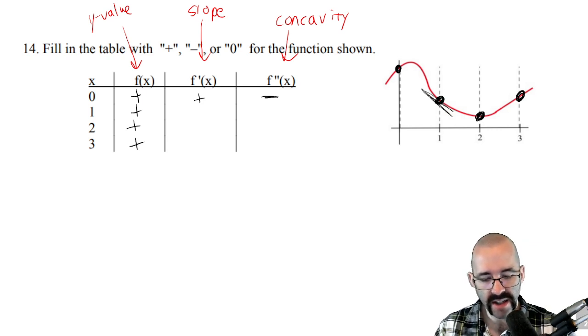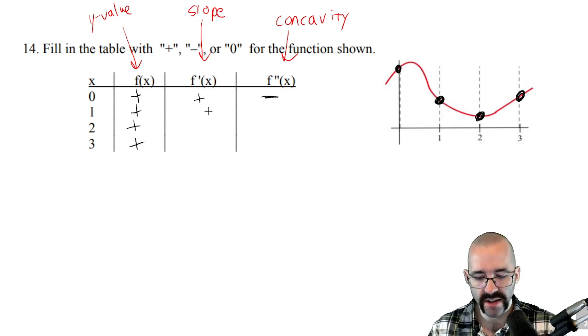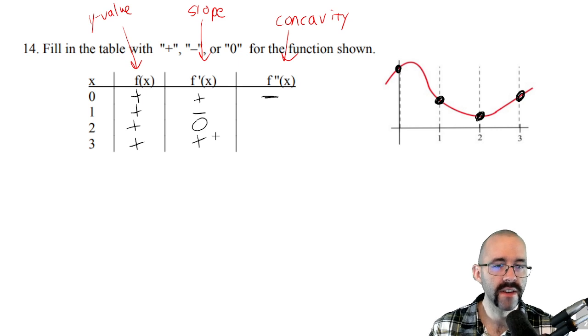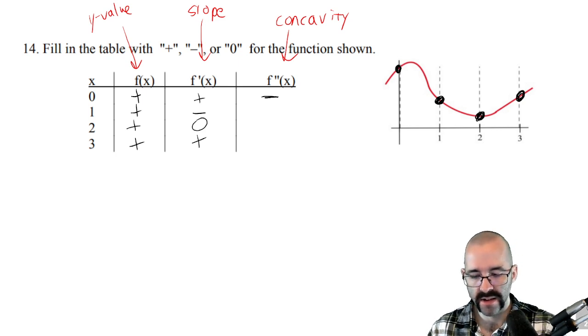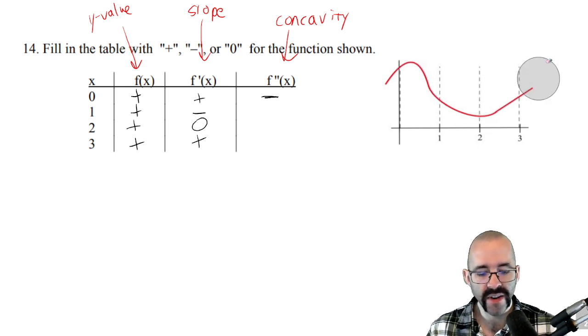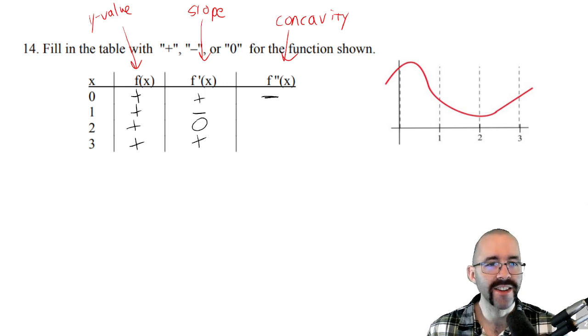Well, the function's decreasing here. There's a negative tangent line. Function's flat here. Tangent line 0. Function's increasing here. Positive. Now the derivatives, that's where things get a little harder.